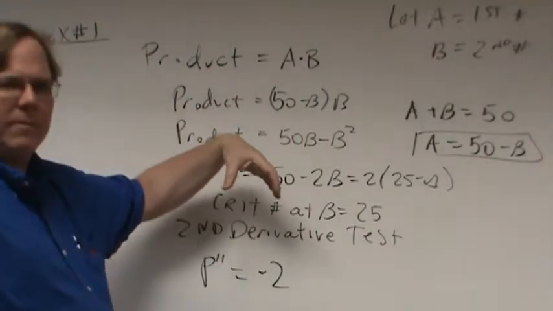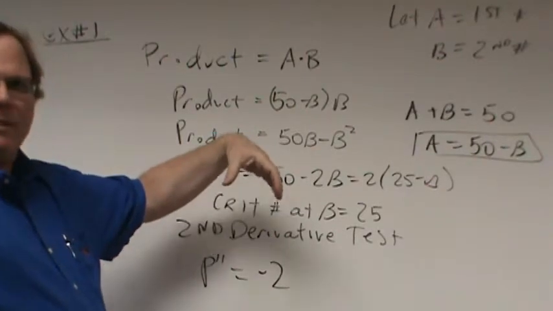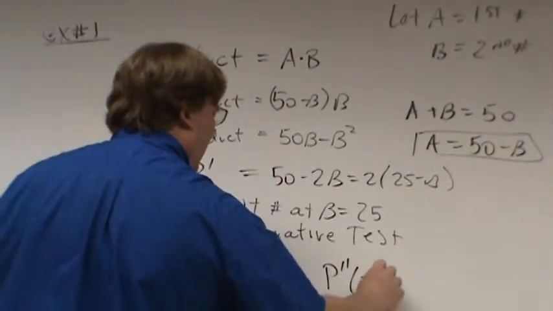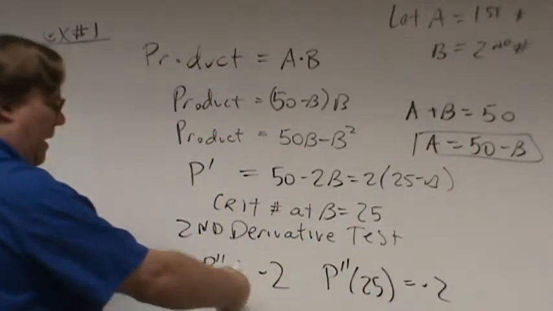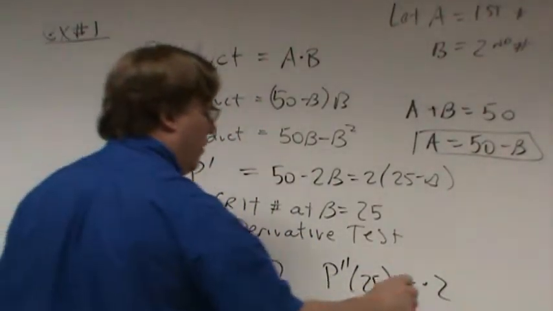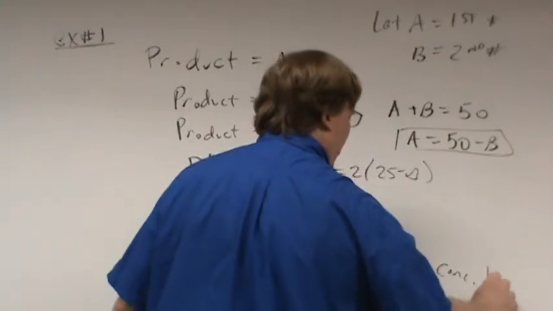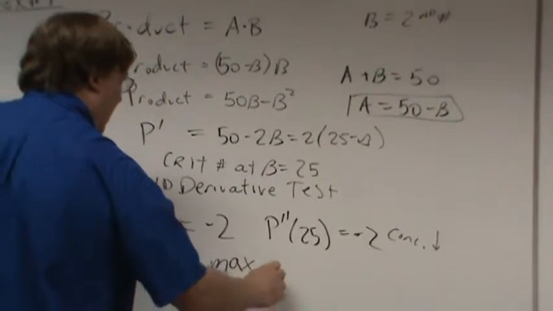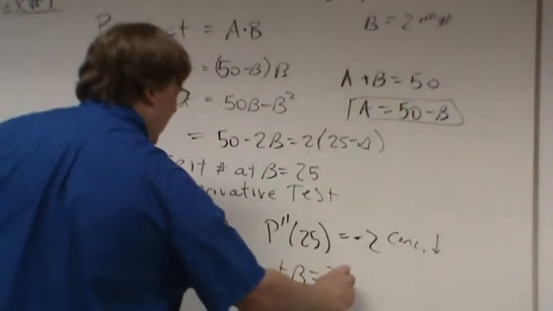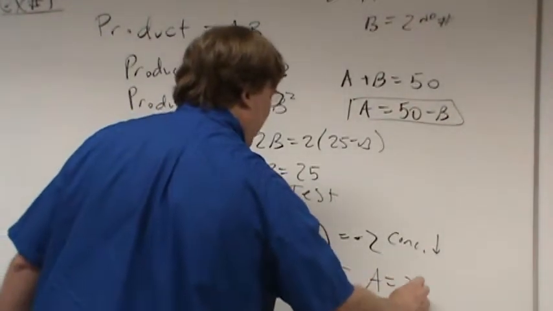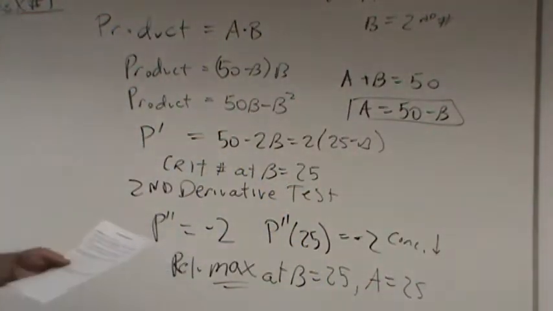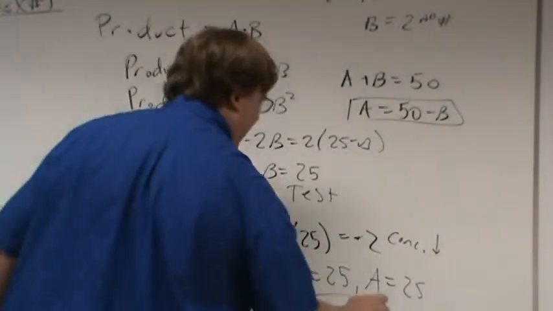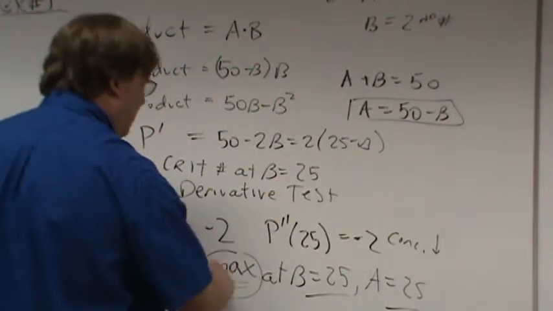Concave down. So I'm a relative max, right? P double prime of 25 is equal to -2, because P double prime of everything is equal to -2. So because I'm concave down, I'm going to have a relative max at B equals 25, A equals 25. And the numbers are 25 and 25, and that gets me a max.